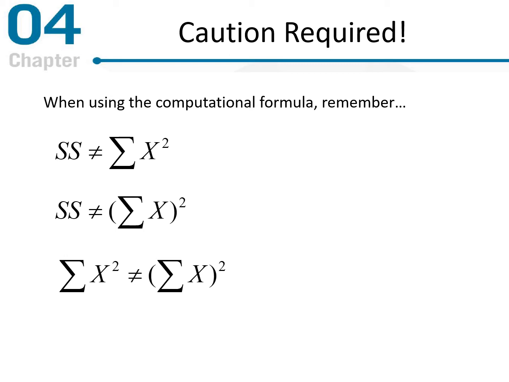On the left, you square each score and then add up the squared scores. On the right, you sum up each score and then square the sum of all the x's. And those are completely different, and give you different calculations.